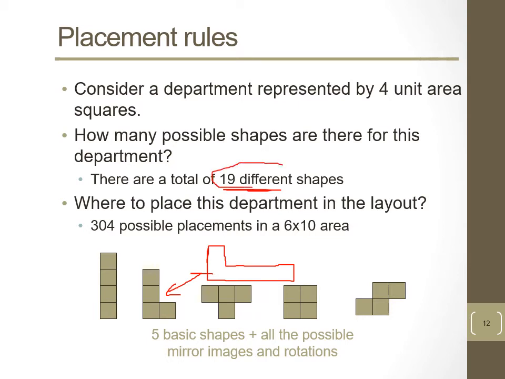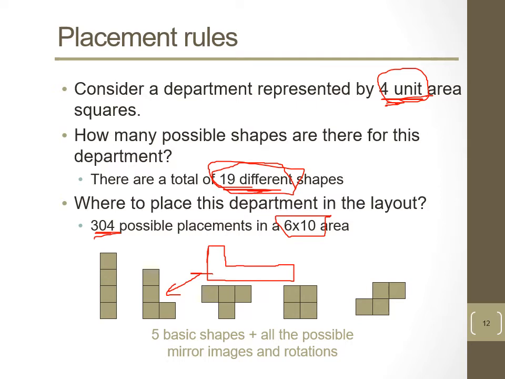Okay, we can place these 4 unit area squares in 19 different shapes. And let's assume that we are going to place this 4 unit area square in a layout of 6 by 10 area in total, okay? 6 by 10. We are going to place this. And there are in total 304 different possible placement options, okay?